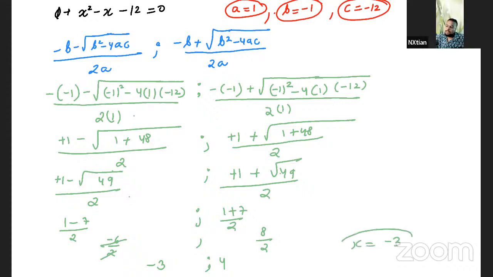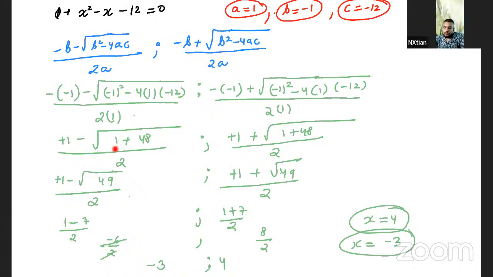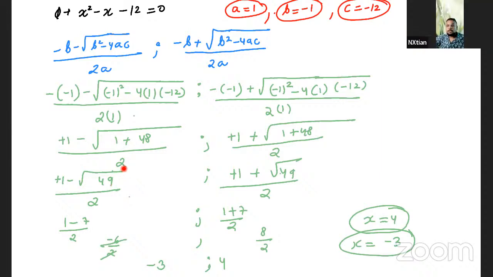So you have two values for x, minus 3 and 4. Guys, understood? No, still you have doubt? Joshua? I did it till plus 1 minus root 1 plus 48, but I didn't get the last part. See, you have to add it, so it will become 49. Now root of 49 is? Root 49.